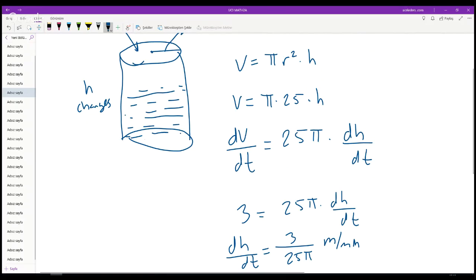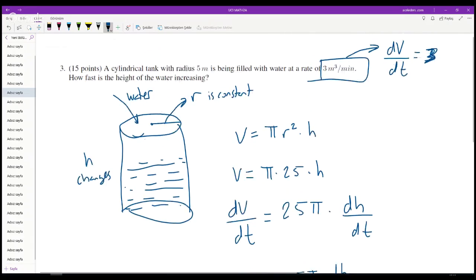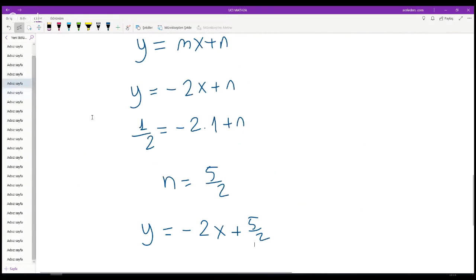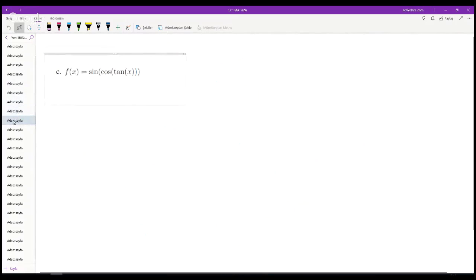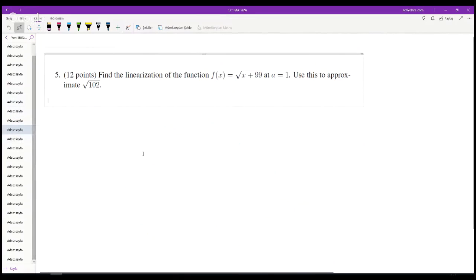So do you have any questions? Do you have any questions for this volume of the tank type of questions? Please tell me. Otherwise, I will proceed with the linearization, and you can continue with writing your suggestions. Okay?